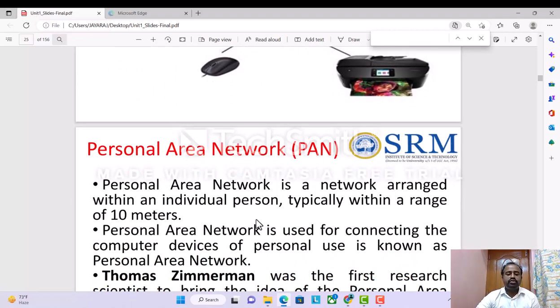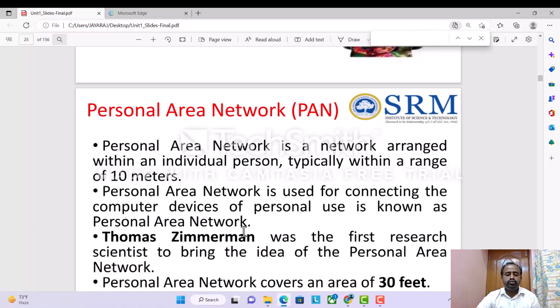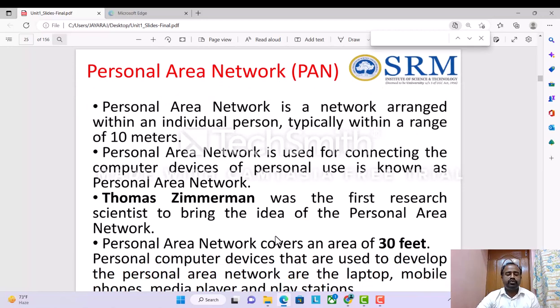For that also we need a sender. The receiver may be connected to the network, but he has to be in that particular range. It is used for connecting computer devices for personal use. See, Thomas Zimmerman was the first one to introduce this personal area network. So already we have LAN, MAN, WAN, and now this personal area network. Why? Since we have many devices, if you want to share the connection between two or more electronic devices and share information between them, then this PAN is suitable for you.